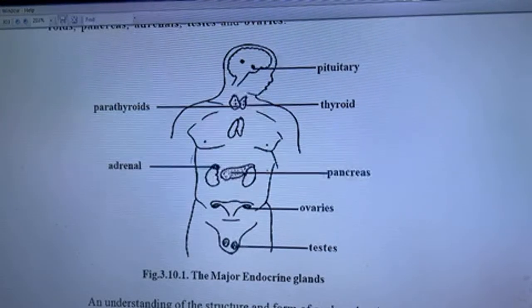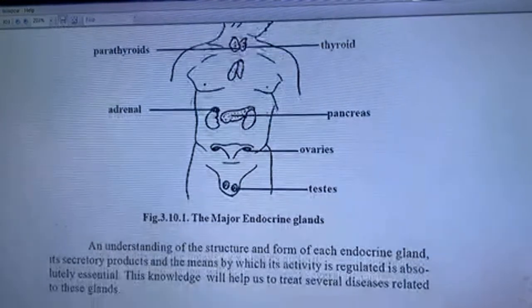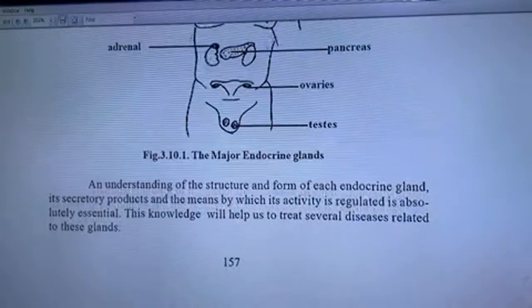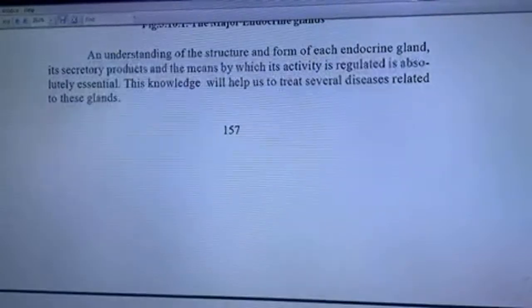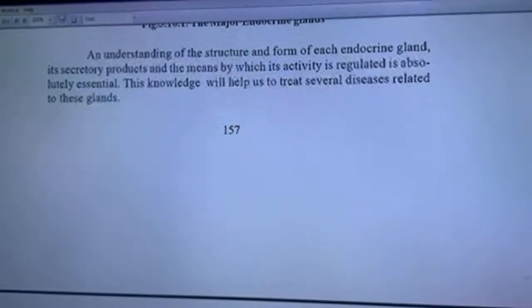Understanding the structure and form of each endocrine gland, its secretory product, and the means by which its activity is regulated is absolutely essential. This knowledge will help us to treat several diseases related to these glands.